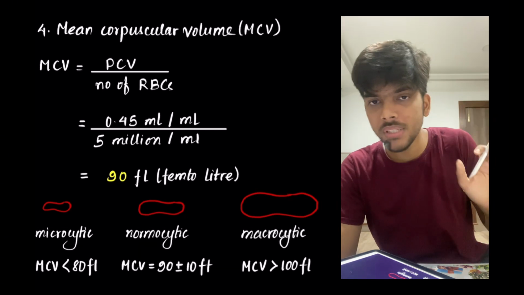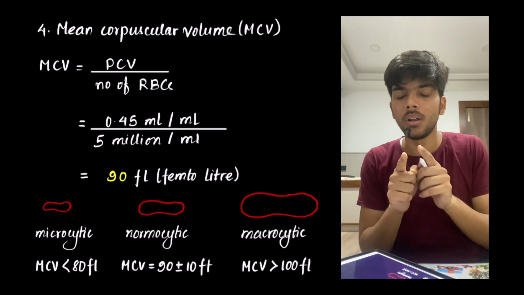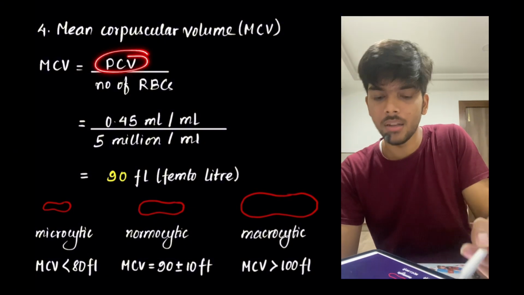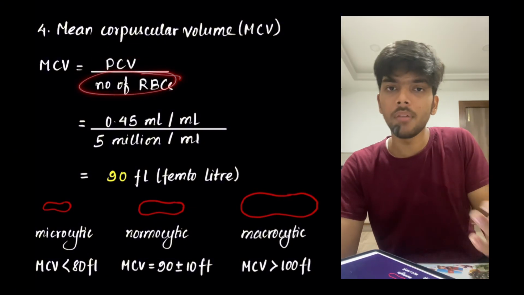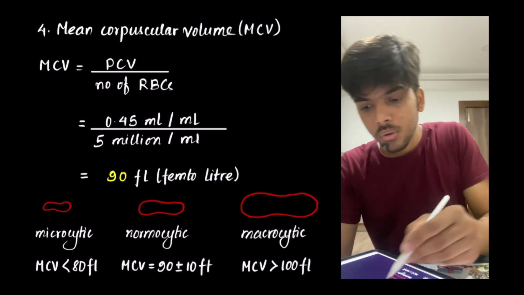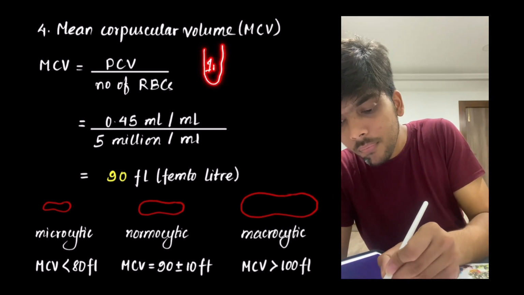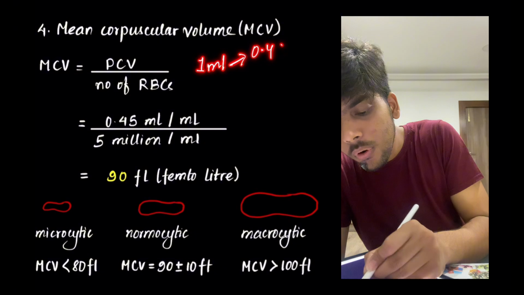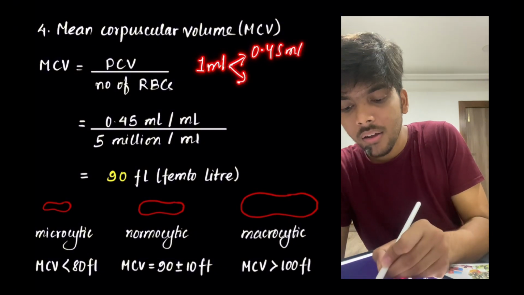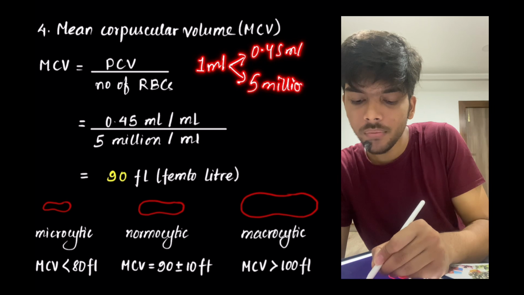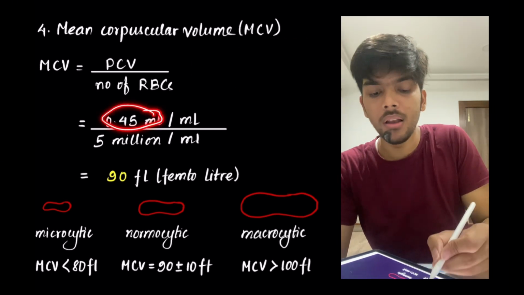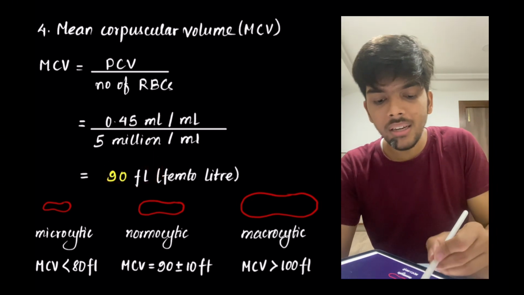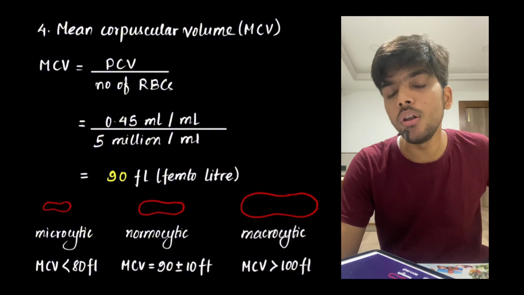It is the mean volume of a single RBC. How will you find mean volume of a single RBC? Take the total volume divided by the total number of RBC. Done. So you have the total volume, which is packed cell volume, divided by the total number of RBC, which is red cell count. So let's say if I take 1 ml of blood, this 1 ml of blood is going to contain 0.45 ml of RBC and 5 million RBC. So divide 0.45 ml by 5 million. You are going to get 90 femtoliter. So 90 femtoliter is the mean corpuscular volume of red blood cell.